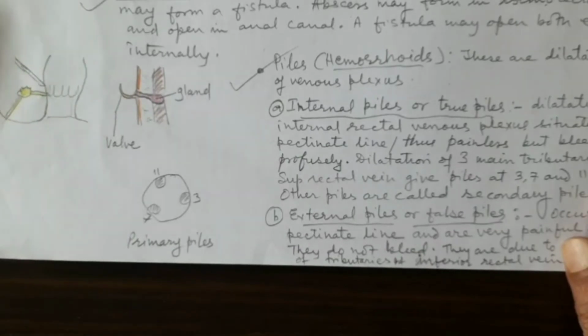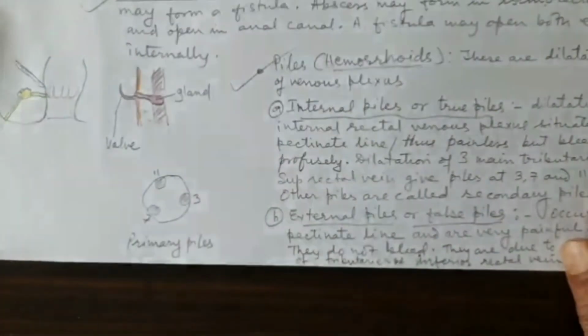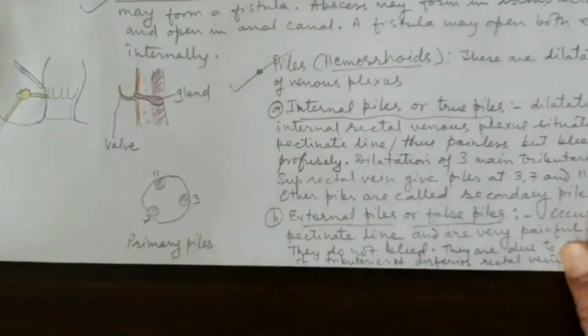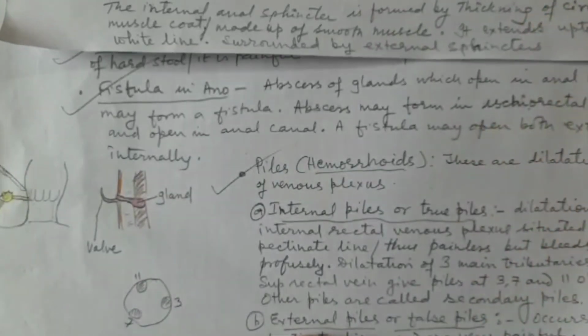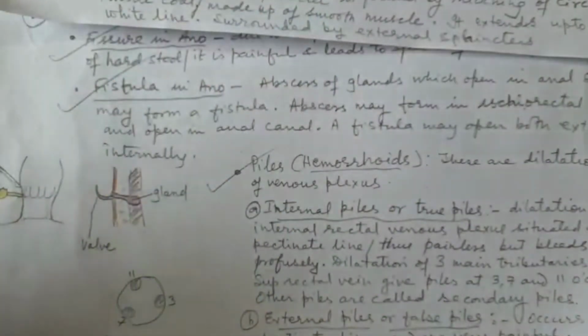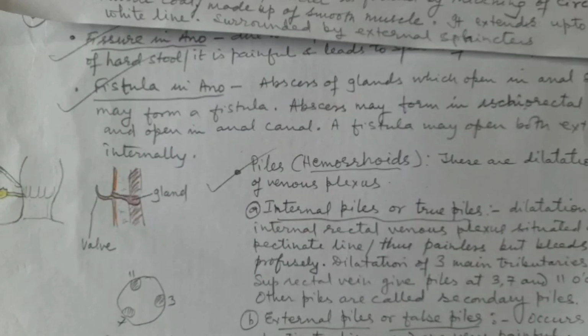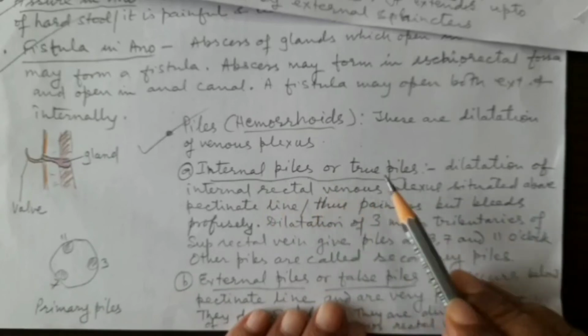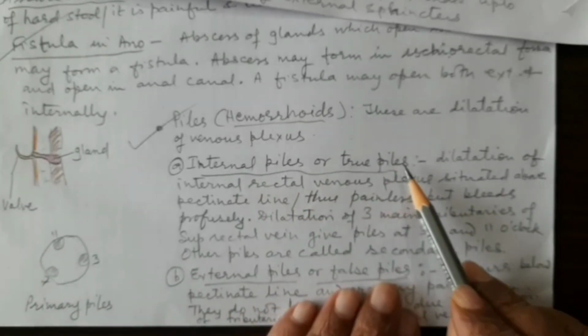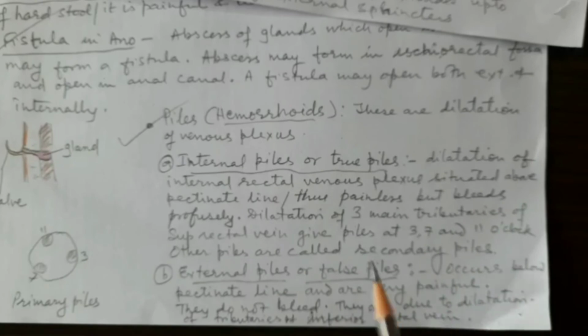Dilatation of the venous plexus. That means, as I have shown you, beneath the mucosa or epithelial lining there is the venous plexus. Now hemorrhoids, or dilatation of this venous plexus, are of two types: internal hemorrhoids or internal piles, called the true piles. This is due to dilatation of the internal rectal venous plexus situated above the pectinate line.